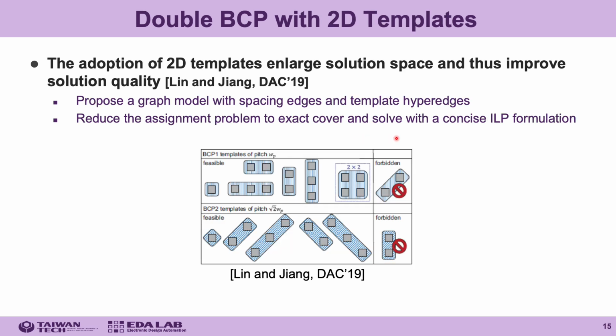There is also a state-of-the-art work on the same optimization problem, which adopts one more 2D template to enlarge the solution space and so improve solution quality. In addition, this work proposed a new graph model with spacing edges and template hyperedges and reduced the template assignment problem to an exact cover problem. In this way, a concise LP formulation and a fast backtracking heuristic are then proposed to achieve great runtime improvement.